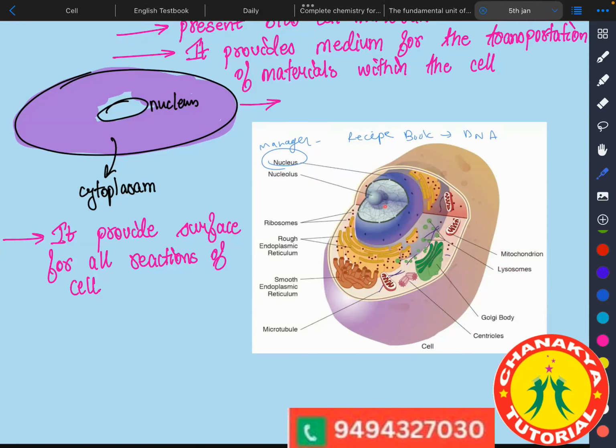Can you repeat the question? If there is no cytoplasm, what will happen? Well, there would be no fixed position for all the cell organelles, and they would be floating around. And there would be no medium for the substances to be transported inside the cell. Correct. Like you know about sound, sound needs a medium to travel.